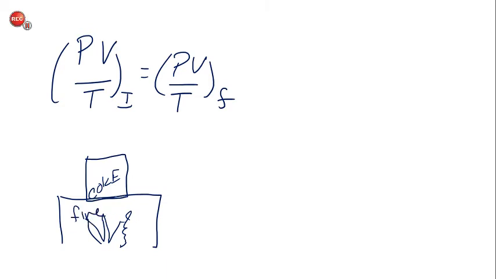So there's my poor drawings. Fire and Coke, have a stove. The idea is that the Coke starts out, when you can it, it has some initial pressure. Say 5 atmospheres.